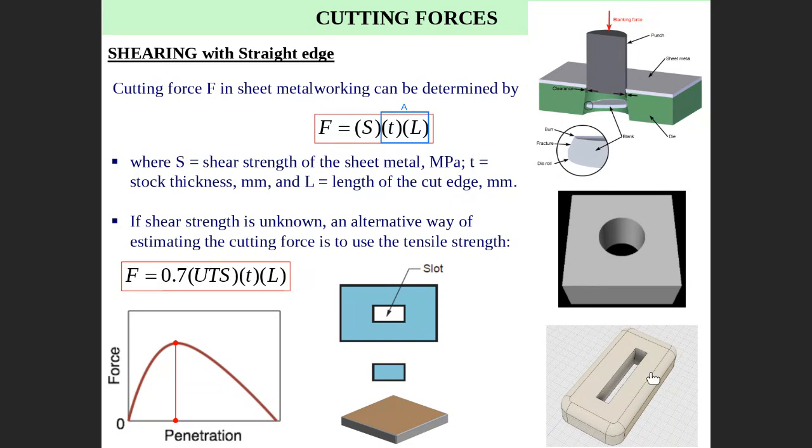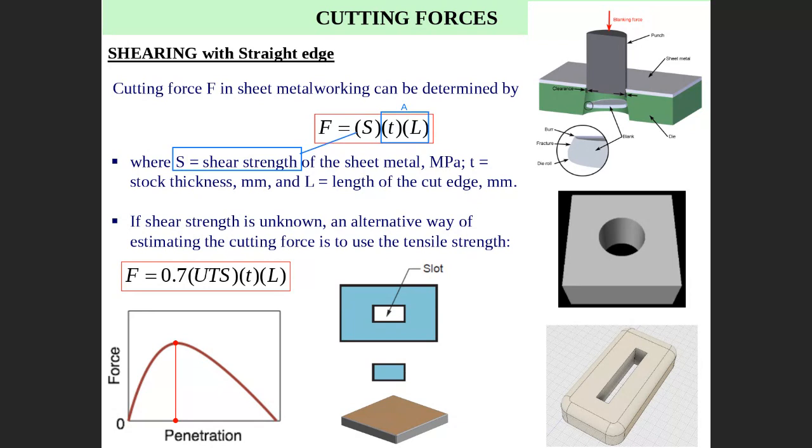So let's say the perimeter of the part multiplied by the thickness. Generally, F, the punch force, equals S multiplied by the area, and the area is the perimeter multiplied by the thickness of the cut. Did you get it? This is a shear force. S here is the shear strength or shear stress.